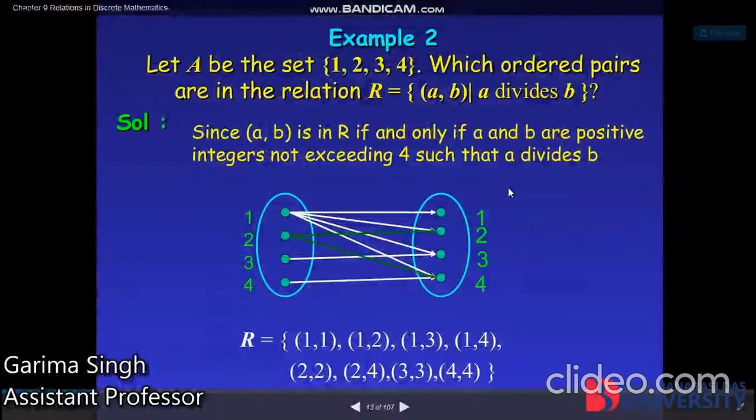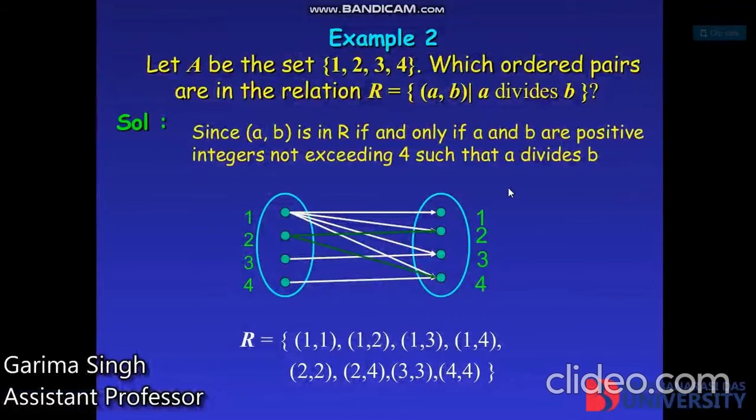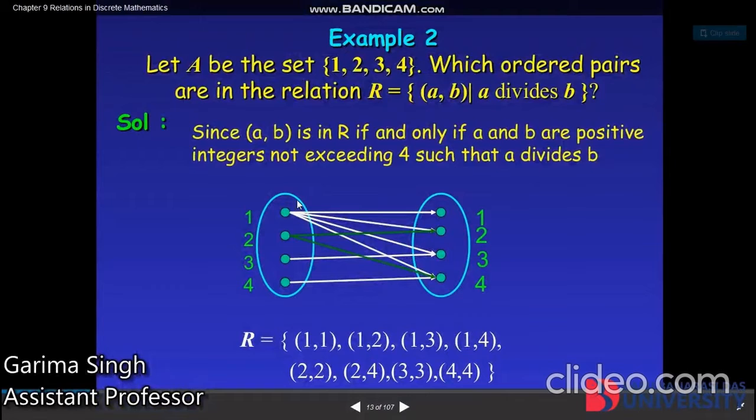Let A be the set {1, 2, 3, 4, 5}. Which ordered pairs are in the relation R = {(a, b) | a divides b}? This is the condition for the relation, and using this condition you have to find the relation. So we get the set (1, 1), (1, 2), (1, 3), (1, 4), (2, 2), (2, 4), (3, 3) and (4, 4).